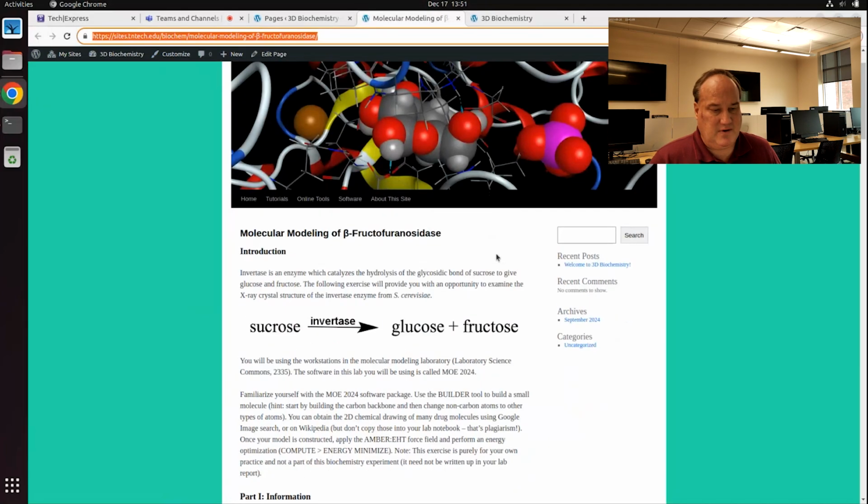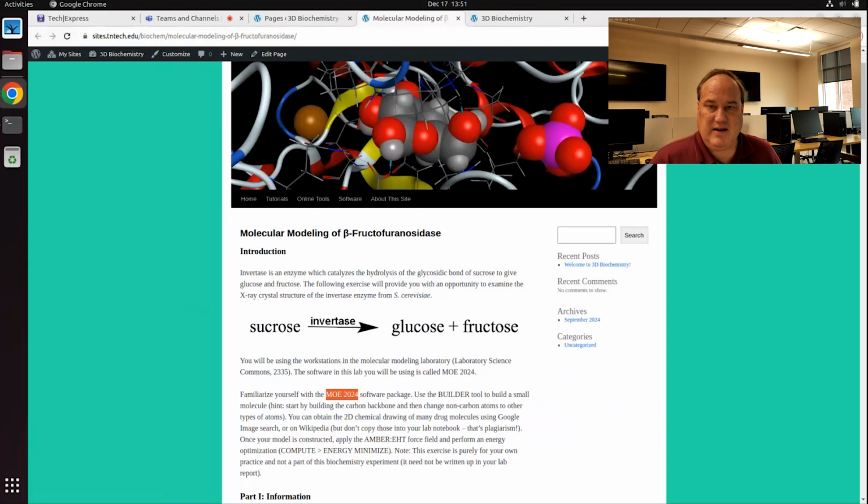So when we get started, we're going to use the software MOE 2024. This is by Chemical Computing from Montreal, Canada. This is a very good software, and it's very user friendly, and so I recommend using it. It is not free, unfortunately, but it costs the university about the same as Microsoft Office on a per user basis. So it's like Microsoft Office for molecules, if you will. So it's very economical software and very popular with our students.